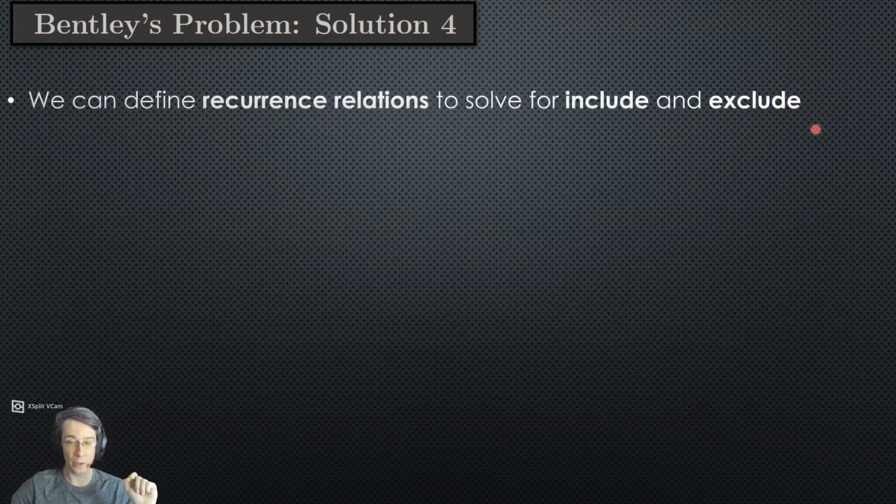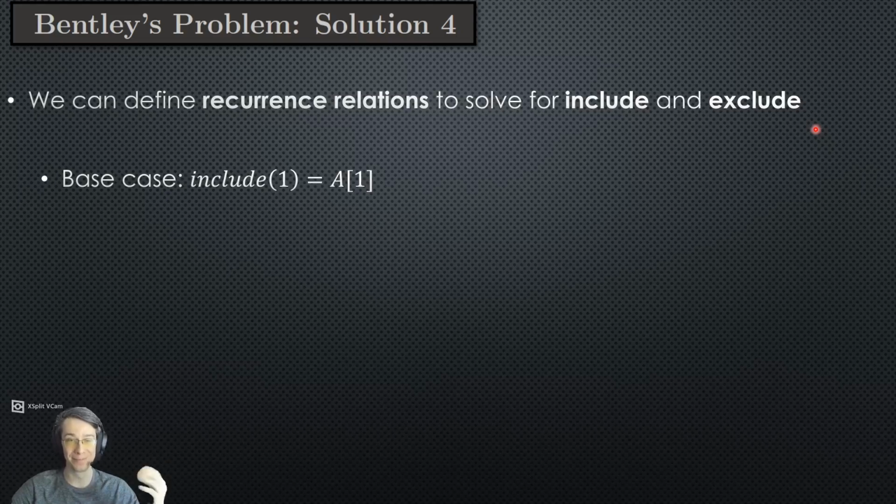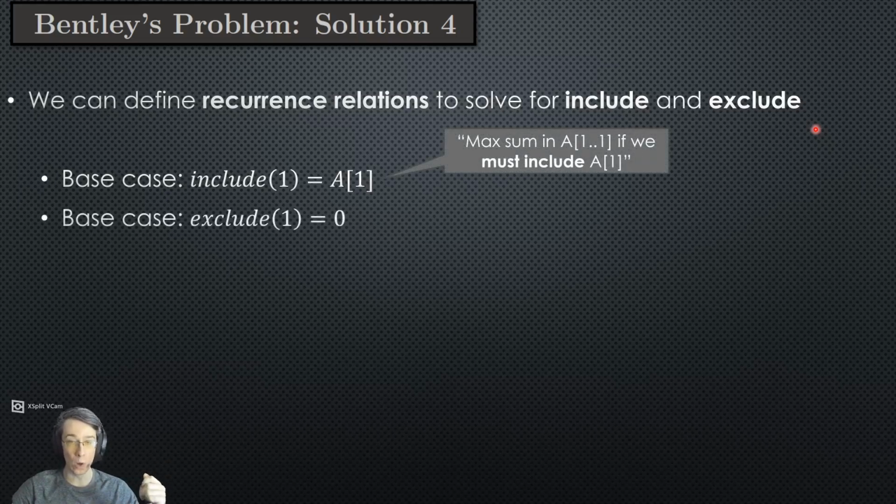Well, we can define recurrence relations to solve for include and exclude. And here's how we're going to define them. So let's look at a base case first. These are recurrence relations, so at the bottom of the recurrence, there's a base case. So include 1 is the best we can do with the array a 1 to 1, so just the single element a_1, if we must include a_1 in the sum. Well, that's just a_1, right? And exclude 1 is the best we can do for the sum of a subinterval of the array a 1 to 1 if we exclude a_1. Well, that's just 0. Okay, that's the base case.